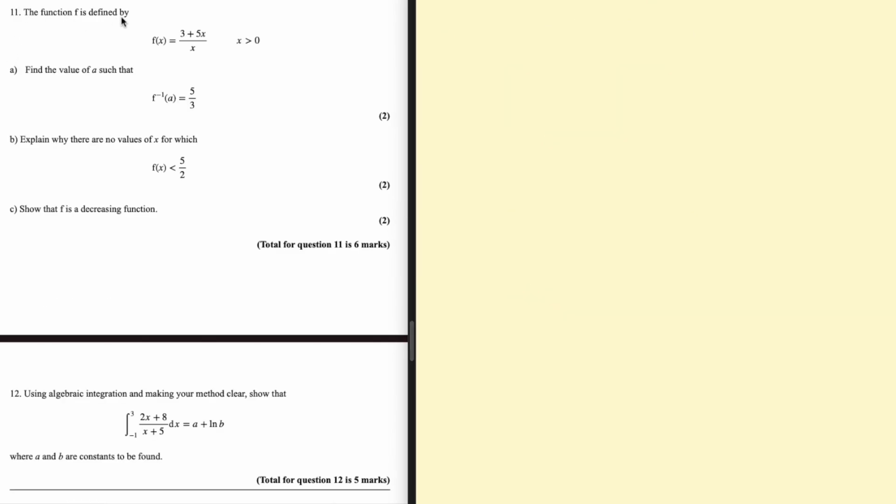Question 11 says the function f is defined by f(x) = (3 + 5x)/x, where x is greater than 0. Part A says find the value of a such that f inverse of a equals 3/5. This is pretty straightforward if you just interpret what the inverse function tells you. If f(x) = (3 + 5x)/x, and f inverse of a equals 3/5, well, remember that the output of the inverse function is the input of the original function.